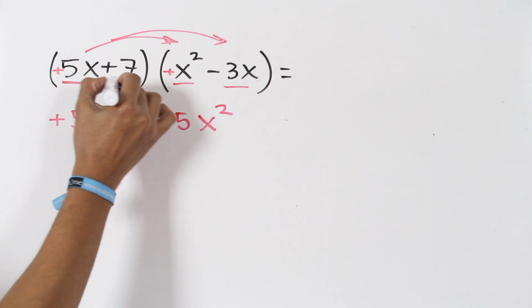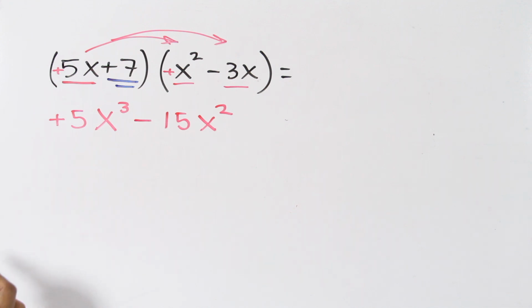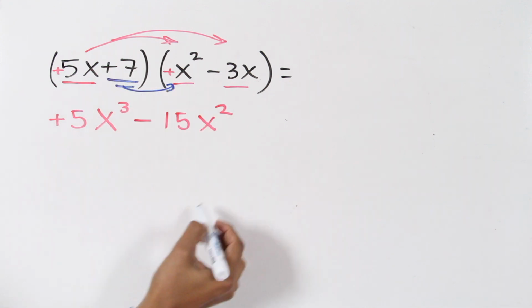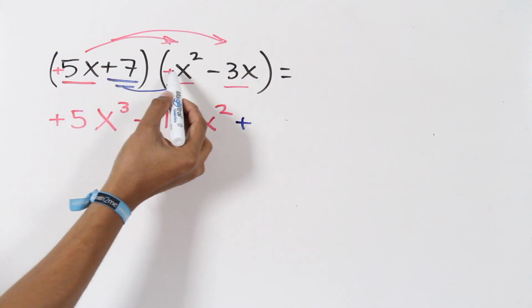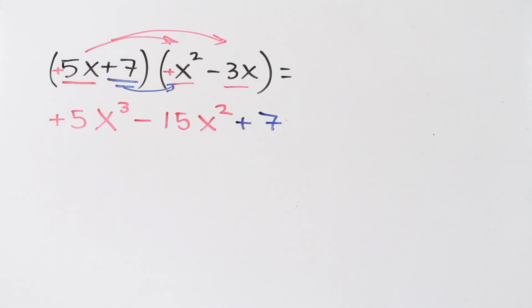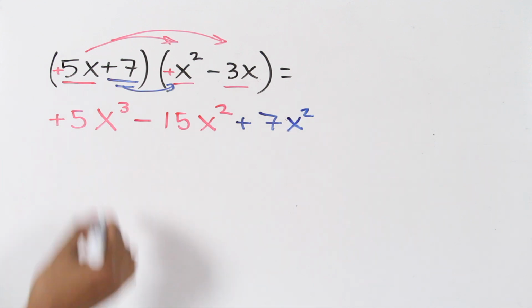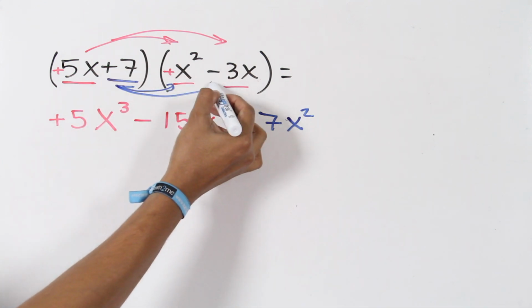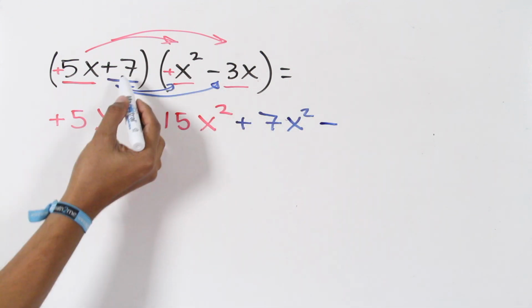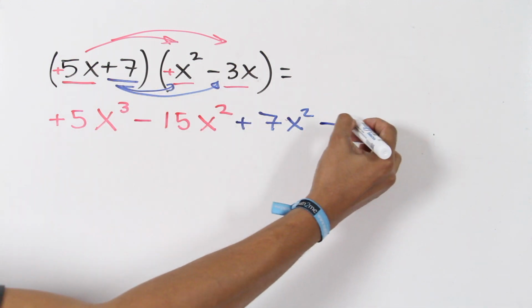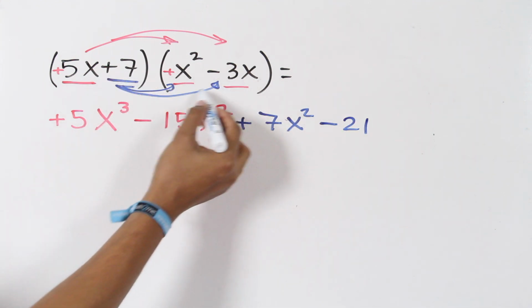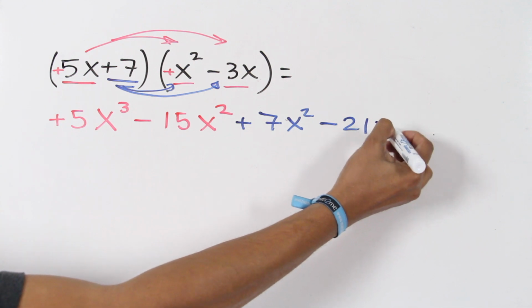Moving to the second term in the first binomial, positive times positive equals positive. 7 times 1 equals 7. x, we have only one variable, that is x squared. And finally, positive times negative equals negative. 7 times 3 equals 21. And we have only one variable again, that is x.